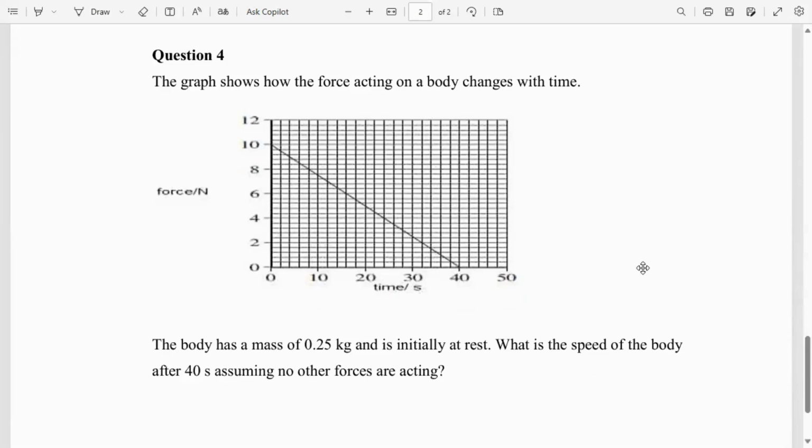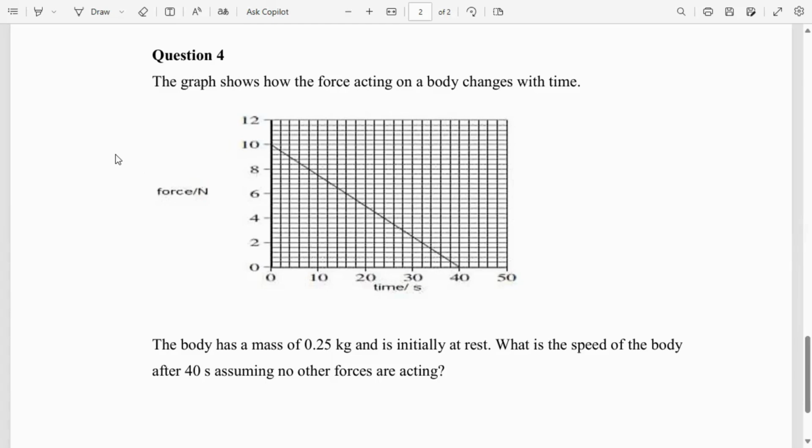All right, so question 4 has a graph saying the graph shows how the force acting on a body changes with time. I have a force time graph here, and we can see the force is decreasing constantly from 10 newtons to 0 newtons in a time frame of 40 seconds. The body has a mass of 0.25 kilograms and it's initially at rest. What is the speed of the body after 40 seconds, assuming no other forces are acting on it?